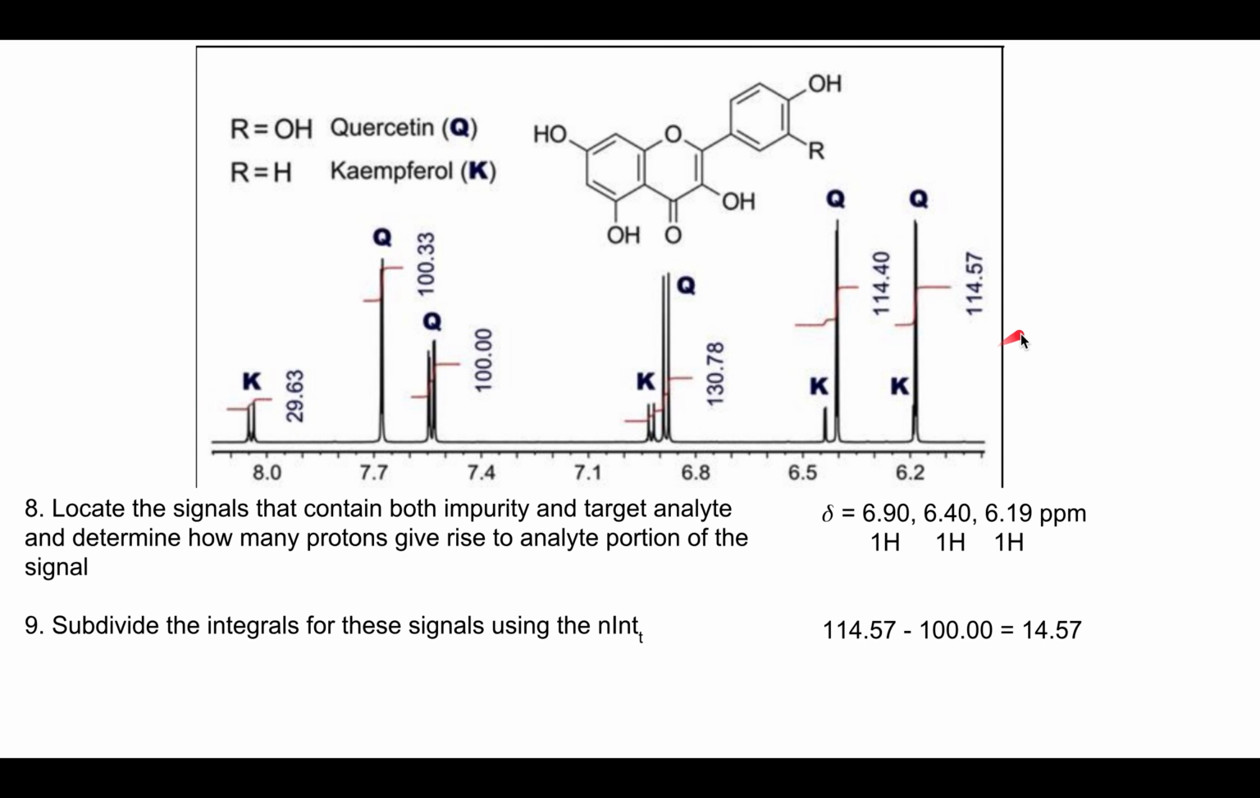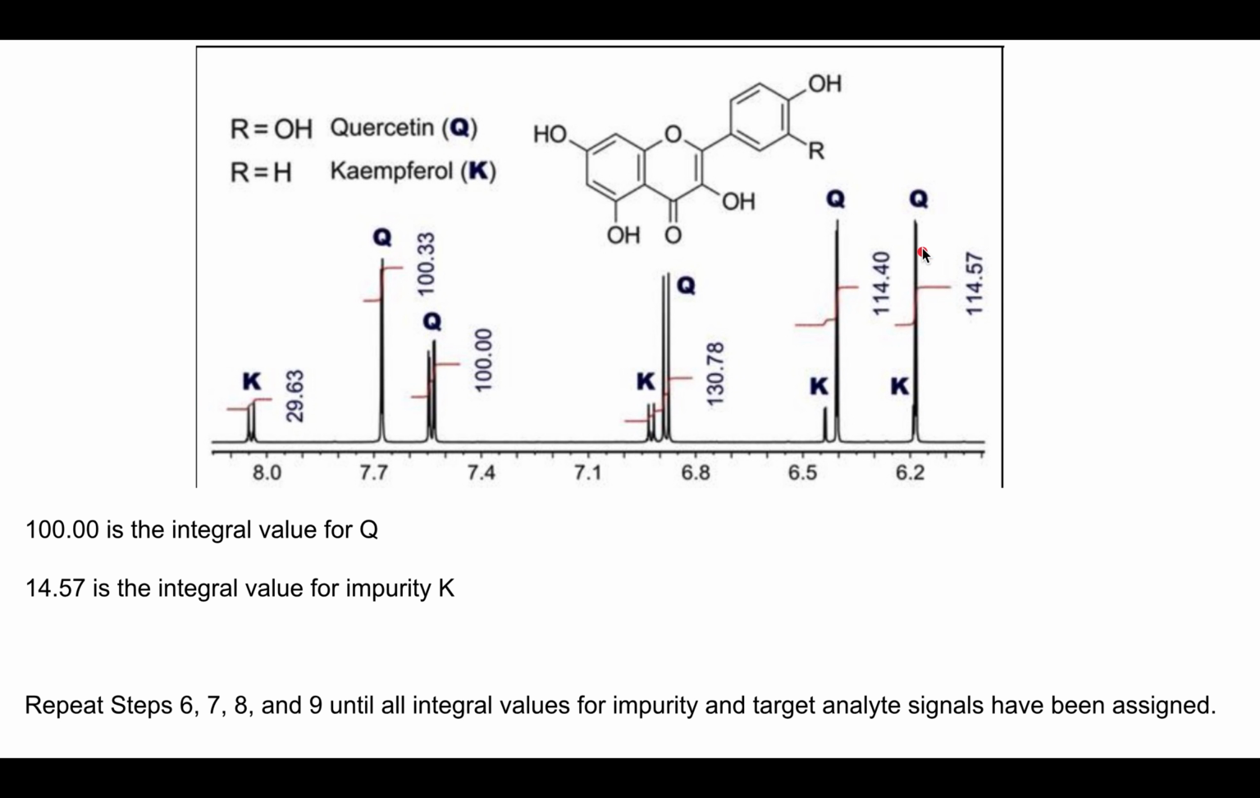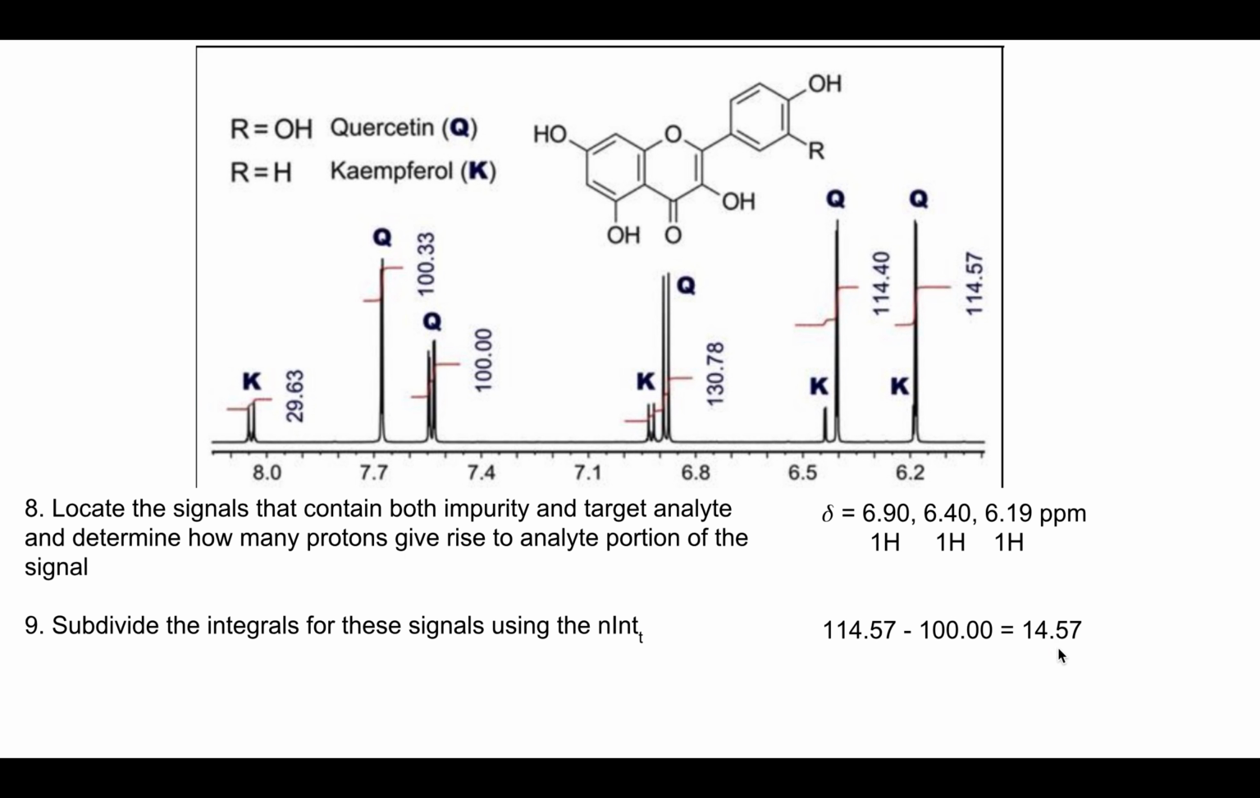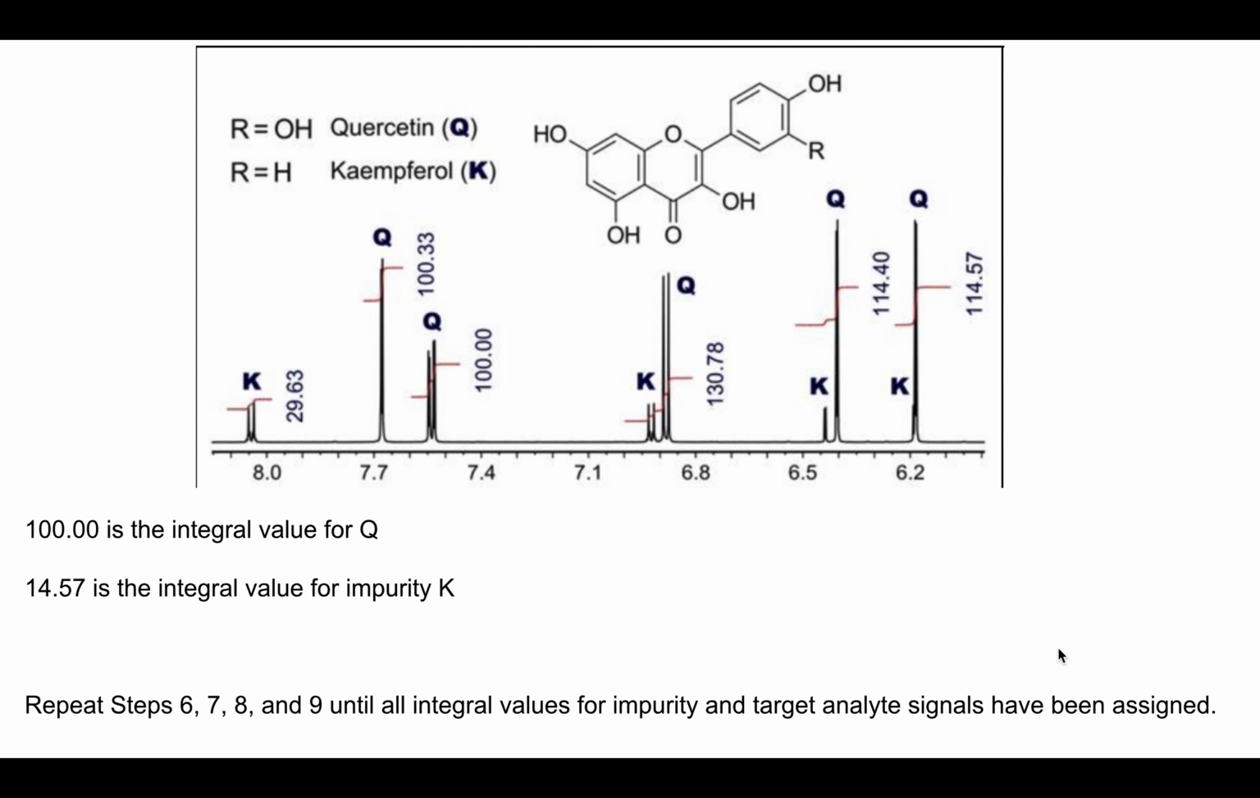So knowing that information, if we took this signal at 6.19 ppm, we can break it down by subtracting 100 from this integral value right here. So if we take 114.57 and we subtract 100, we get an answer of 14.57. The analyte portion represents 1 proton, so we know that integral value is worth 100. So 100 is the integral value for Q, whereas 14.57, which we calculated previously, is the integral value for our impurity K. Now we'll have to repeat steps 6, 7, 8, and 9 until all integral values for the impurity and target analyte signals have been assigned.